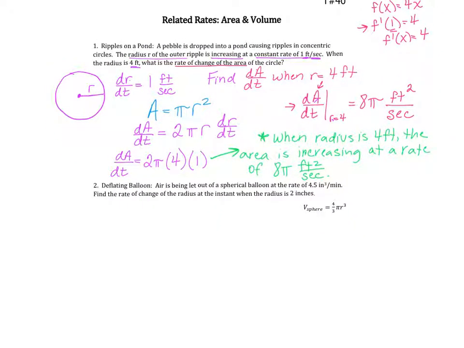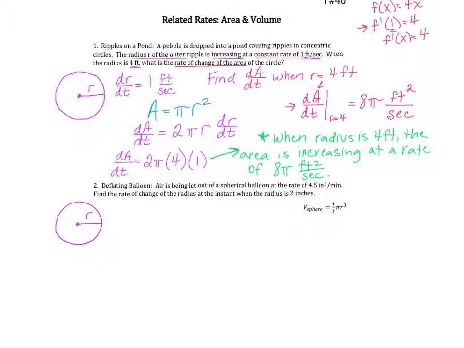Okay, let's try the next one. Air is being let out of the spherical balloon at a rate of, find the rate of change of the radius at the instant when the radius is 2 inches. So again, I have a balloon. My picture is not great. I'm not going to draw three-dimensionally. I still have a circle with a radius.